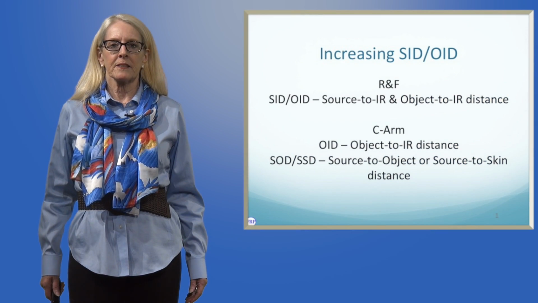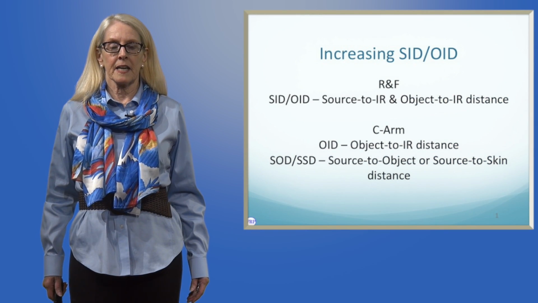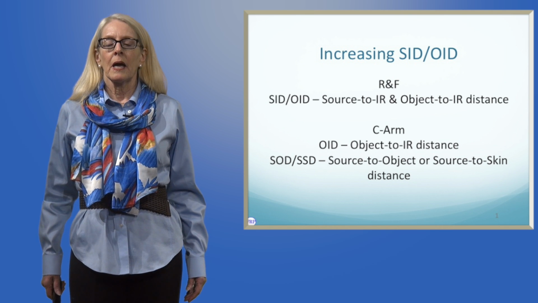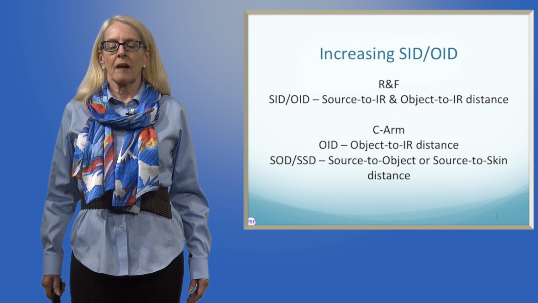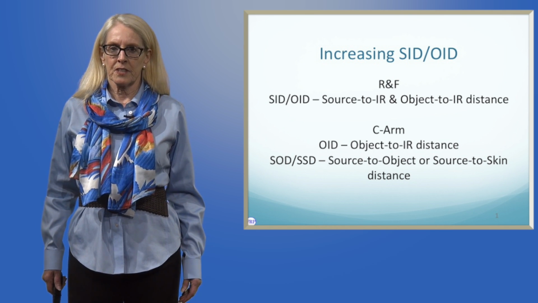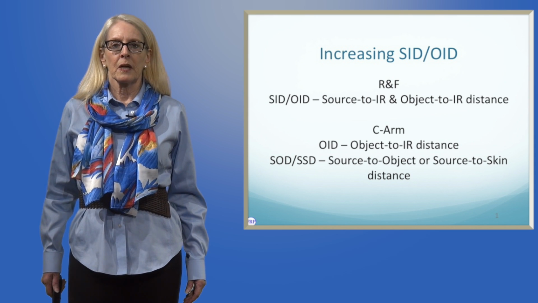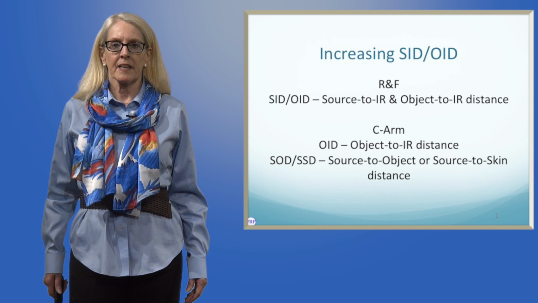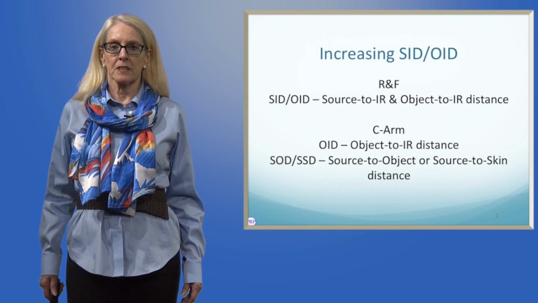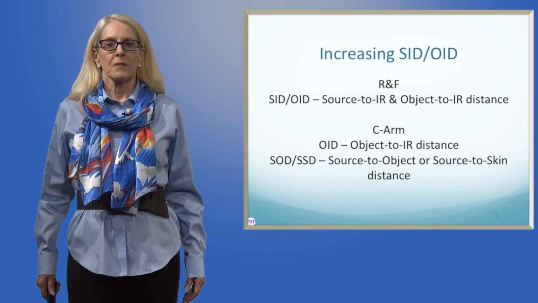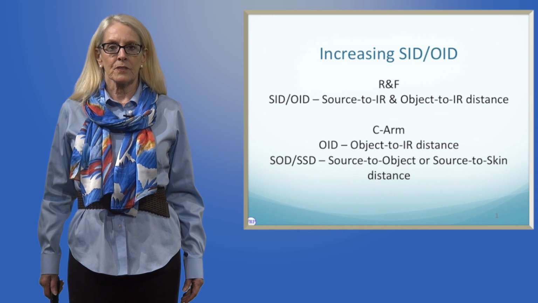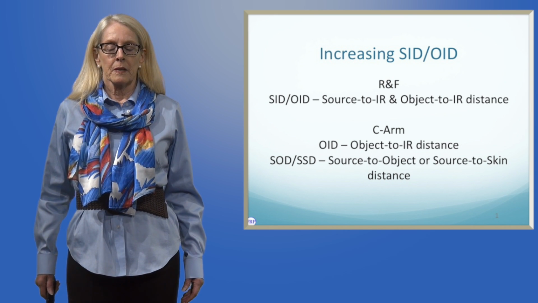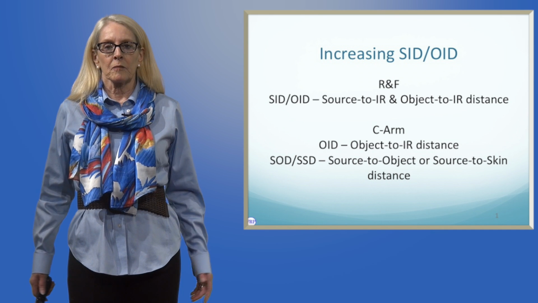We would like to address the topic of increasing SID and OID. SID and OID have to do with the RNF rooms, or your stationary fluoro rooms. And the reason we say that is because you have the tube underneath the table and it stays stationary as far as the distance. It's always the same distance from the table.